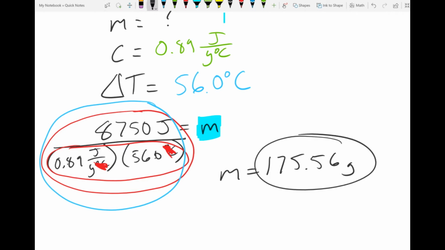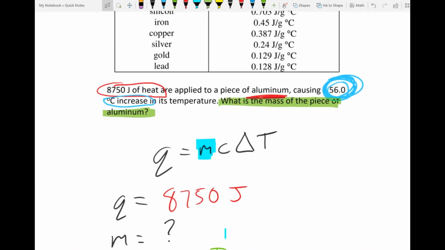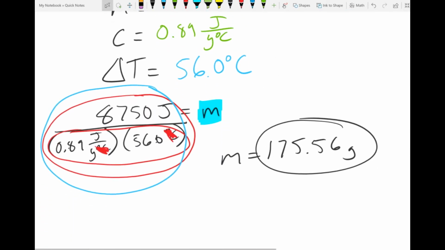Now again, this is assuming that you set everything up and do the algebra in such a way that you can just plug stuff into your calculator and let your calculator do all the work for you. So we now know that in this case, for this problem, what it was asking us is the mass of the piece of aluminum, it's 175.56 grams.